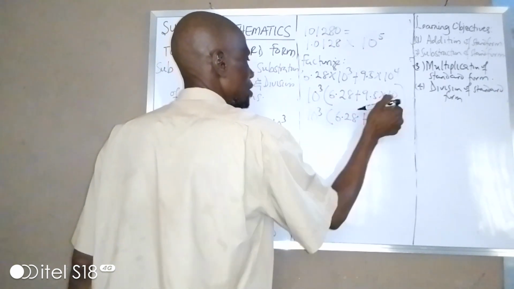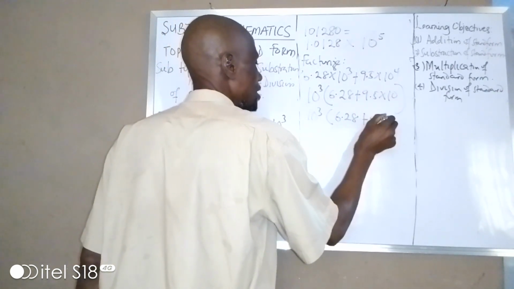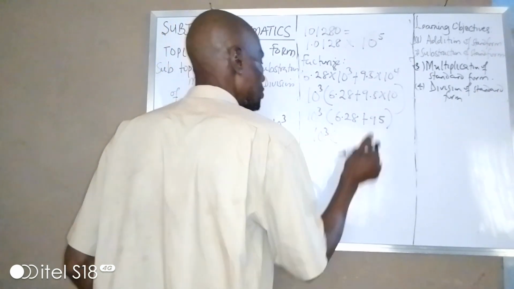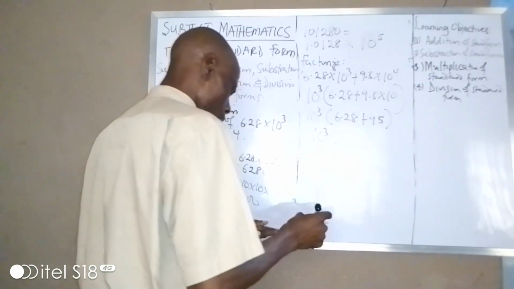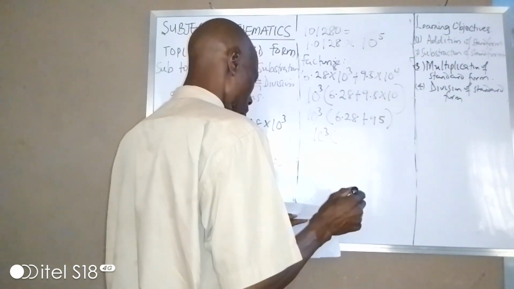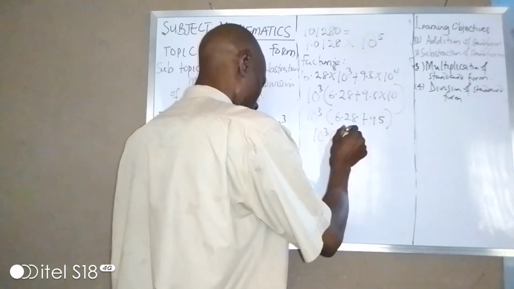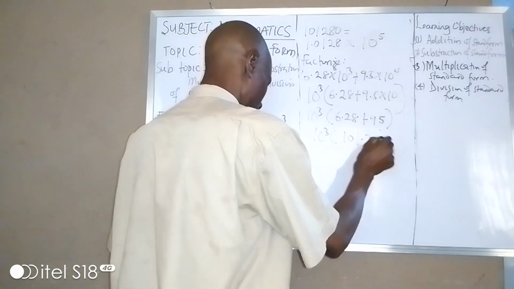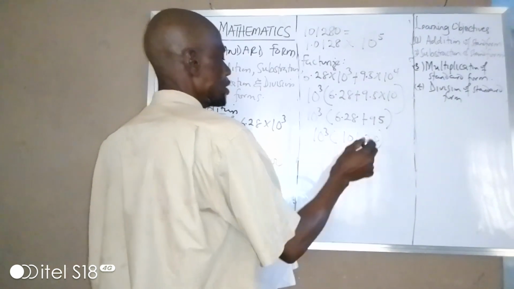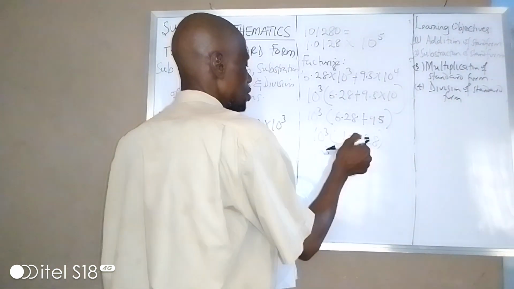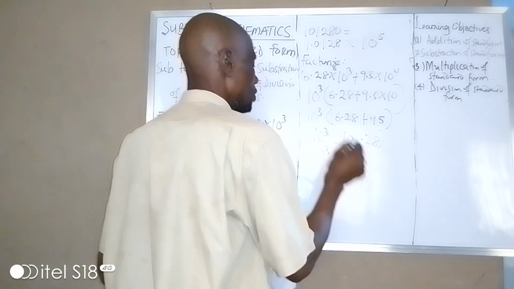And that's 10 raised to the power 3 bracket 6.28 plus this one, which gives us 95. When you add them together, we are going to have 101.28. Okay, so if you change this one, that means 10 raised to the power 3 bracket 101.28, change this to standard form. This one will now be what?